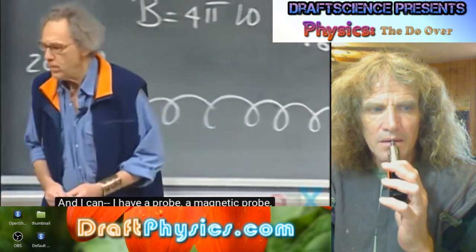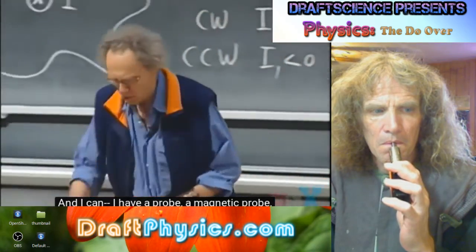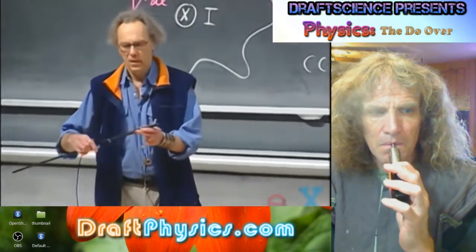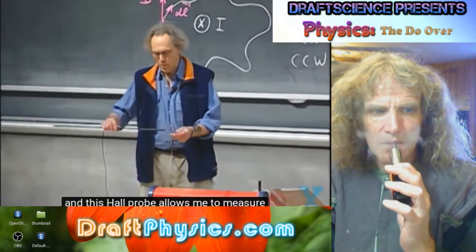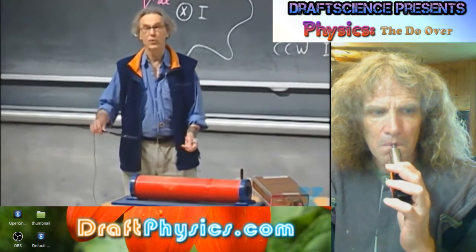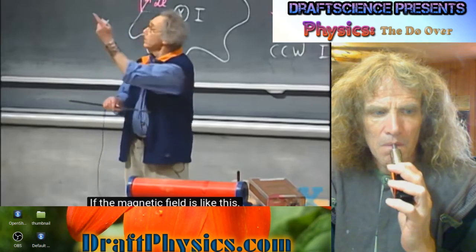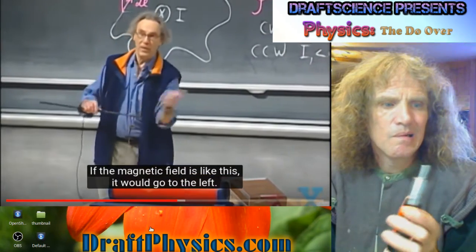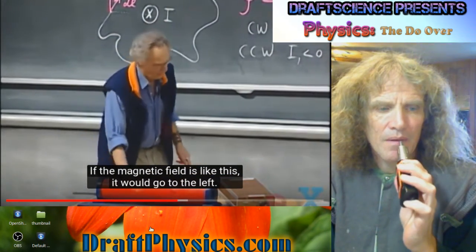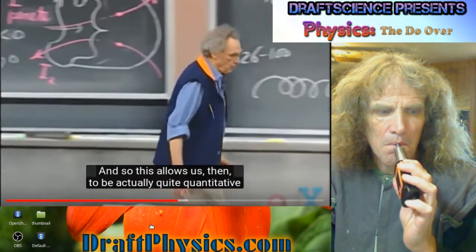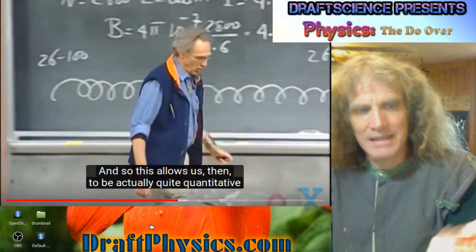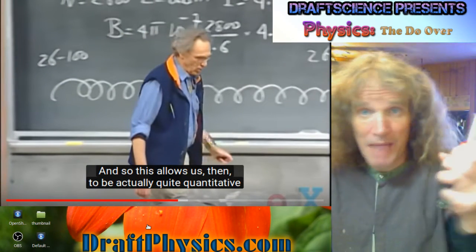And I have a probe, a magnetic probe. We never discussed how that works. We call it the Hall probe. And this Hall probe allows me to measure the magnetic field in the vicinity of this solenoid. It's even sign sensitive. If the magnetic field is like this, it will go to the right. If the magnetic field is like this, it will go to the left. And so this allows us then to be actually quite... Probably has something to do with little magnets in it.